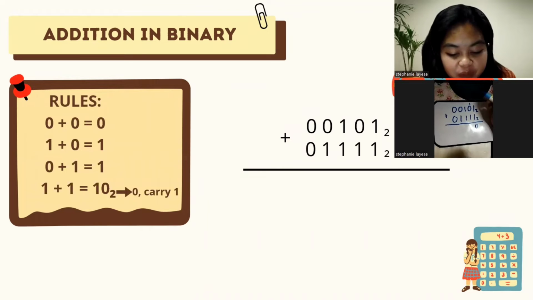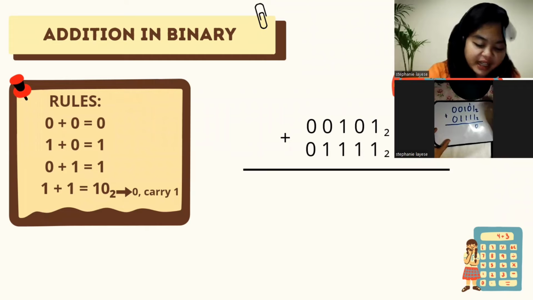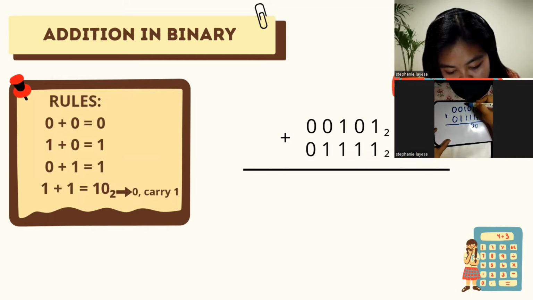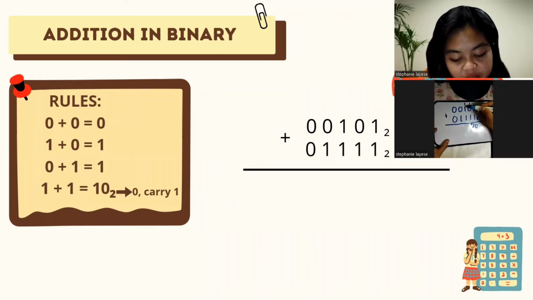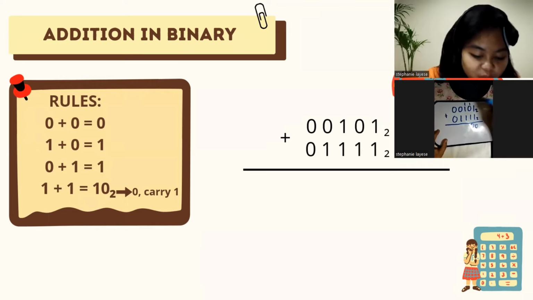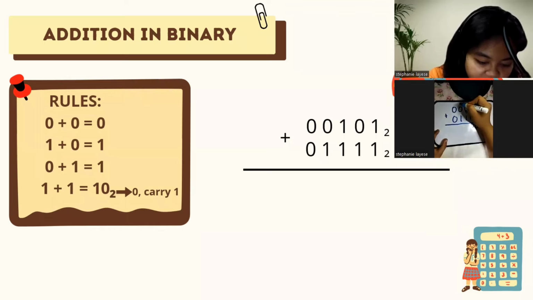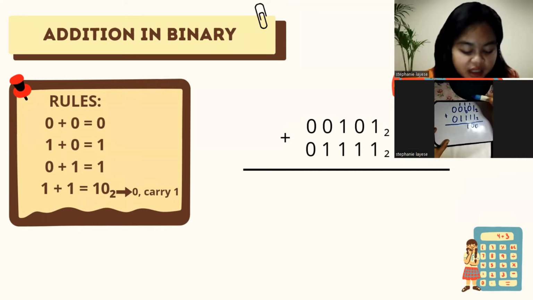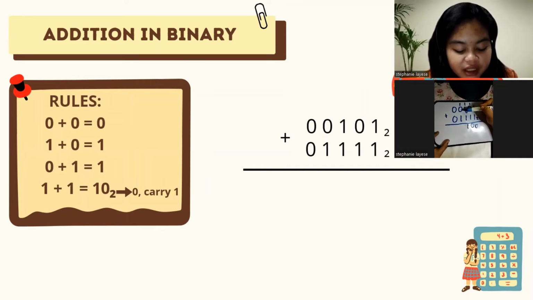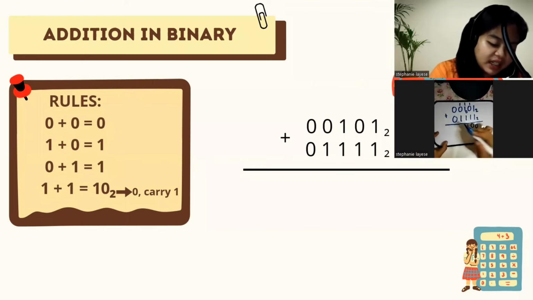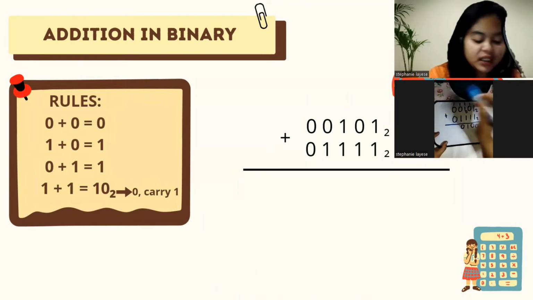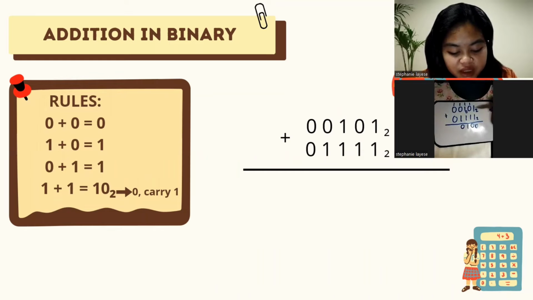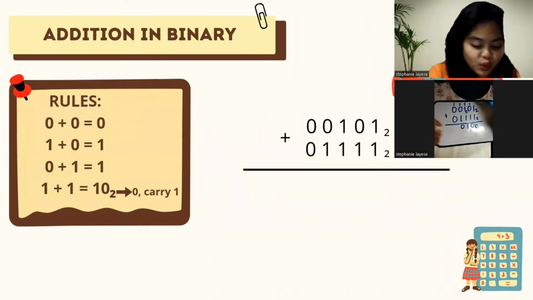And then again, 1 plus 0 equals 1. And 1 plus 1, we get 10 again and carry 1. And then 1 plus 1 equals 10. We put 0 here and we put 1 here. So we get 0 plus 1, we got 1. And then 1 plus 0 equals 1. And then 1 plus 1, we got 10. We put 0 here and 1. And 1 plus 0 equals 1. Then 1 plus 0 equals 1.